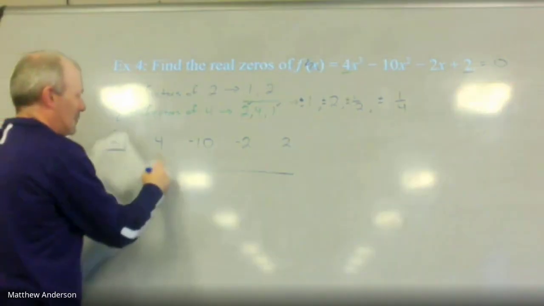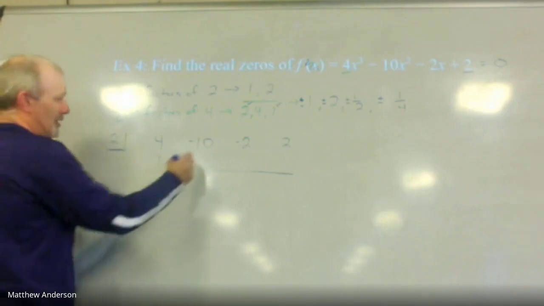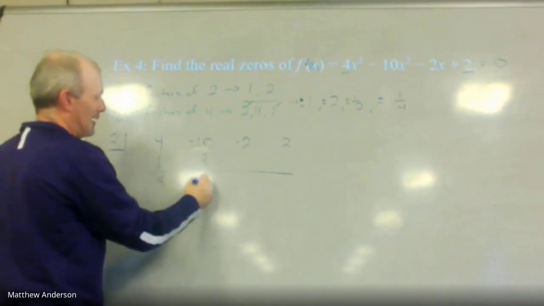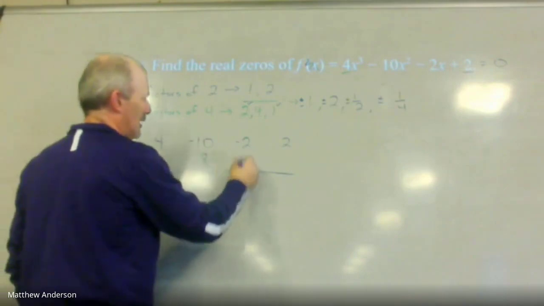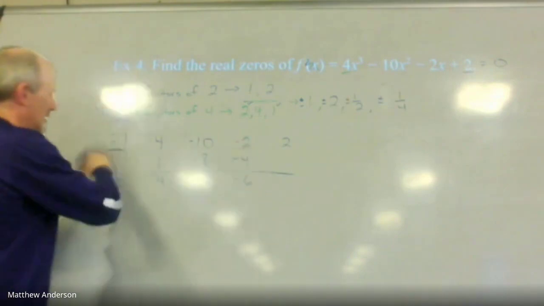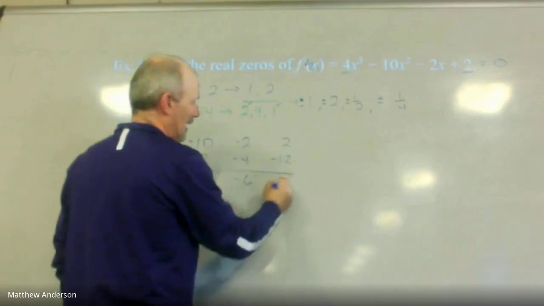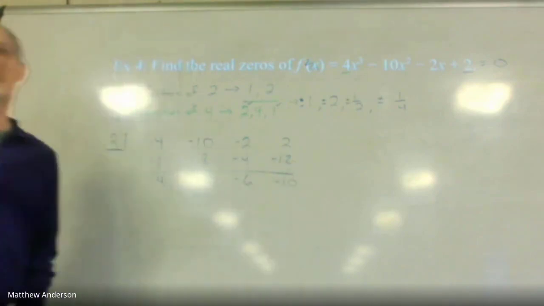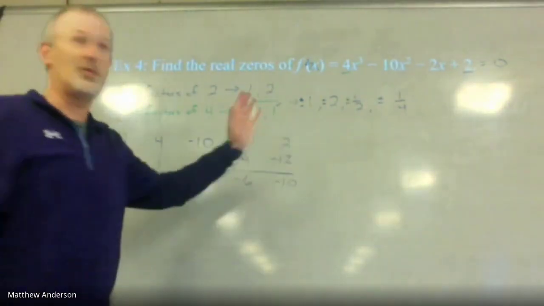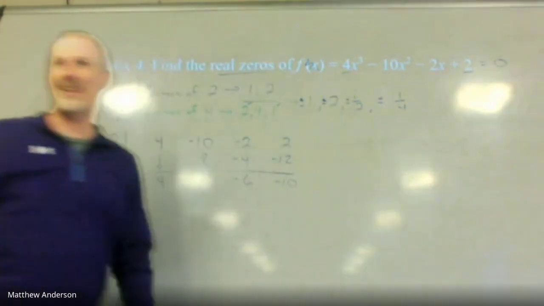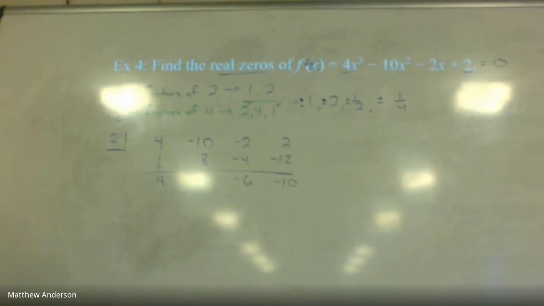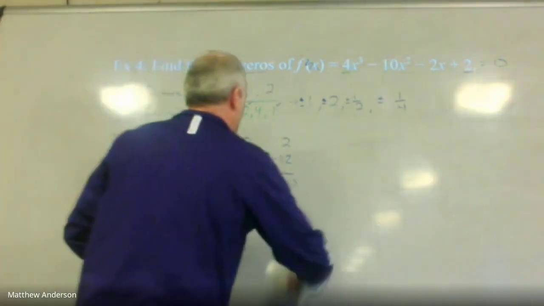All right, so we drop the 4. 2 times 4 is 8. That goes there. We add that. We get -2. -2 times 2 is -4. Add those, we'll get -6. -6 times 2 is -12. And that's -10. So it's not a 0. So 2 doesn't work. In order for it to be a 0, it has to come out to be 0. Okay, so back to the drawing board. 2 didn't work.